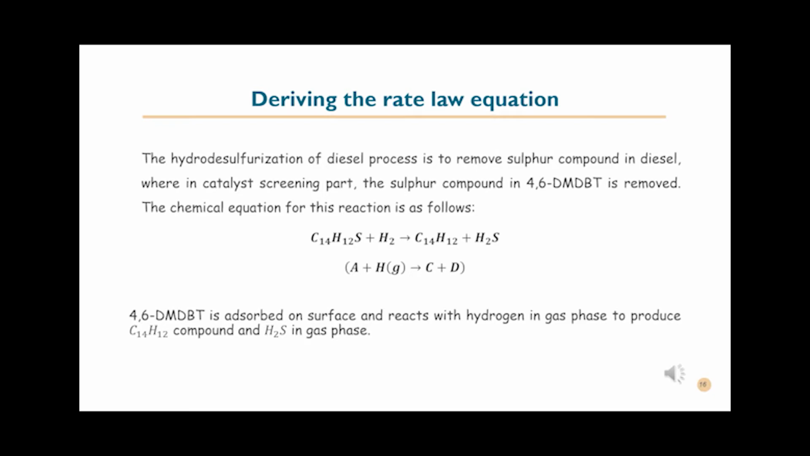The hydrodesulfurization of diesel process is to remove sulfur compounds in diesel. The chemical equation for this reaction is as shown in the current slide. 4,6-DMDBT is adsorbed on the surface and reacts with hydrogen in the gas phase to produce C14H12 compound and hydrogen sulfide in the gas phase.